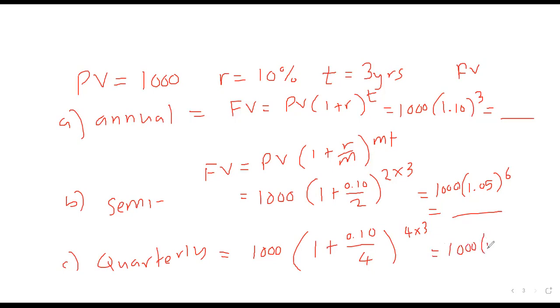Then here is 1.025 to the power 12. The more you compound, the higher the figure. So the value you're going to find here as x, as y, as z will be increasing because we are compounding. So these are called future values.